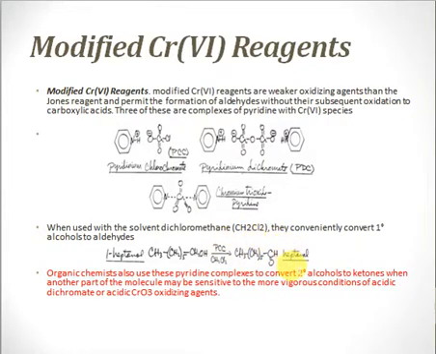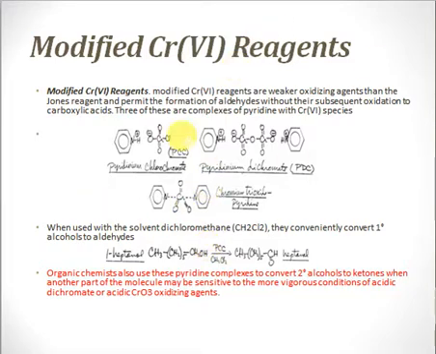So when you are using secondary alcohols, we get a ketone, right? So when another part of the molecule may be sensitive to more rigorous acidic conditions, then we make use of these complexes. So suppose a compound is acid sensitive, it has some functional groups which react under acidic conditions, then we can make use of these reagents.